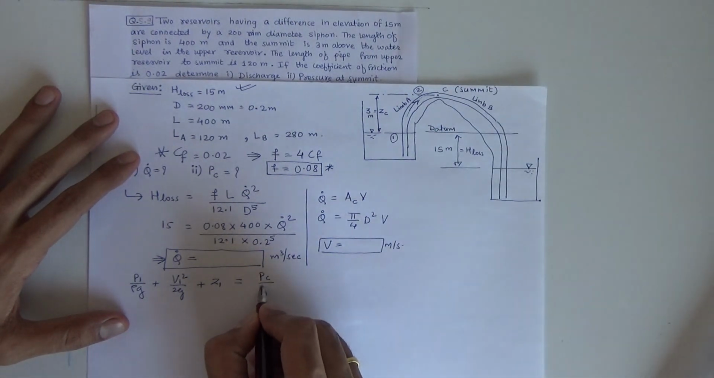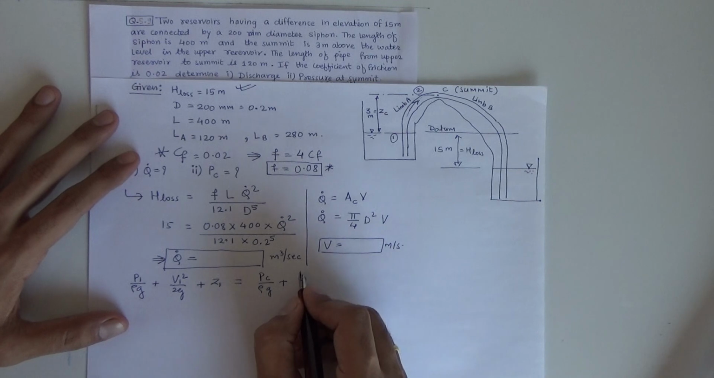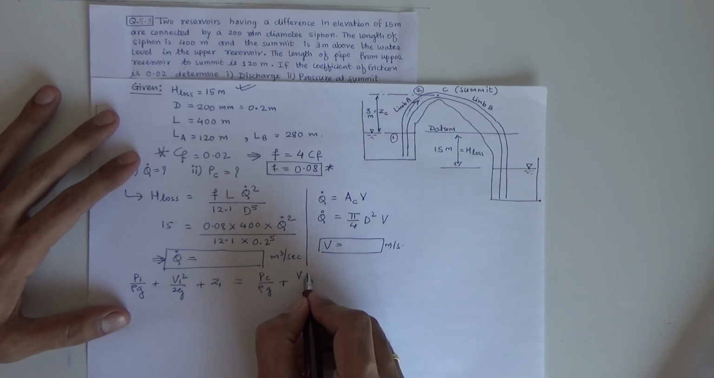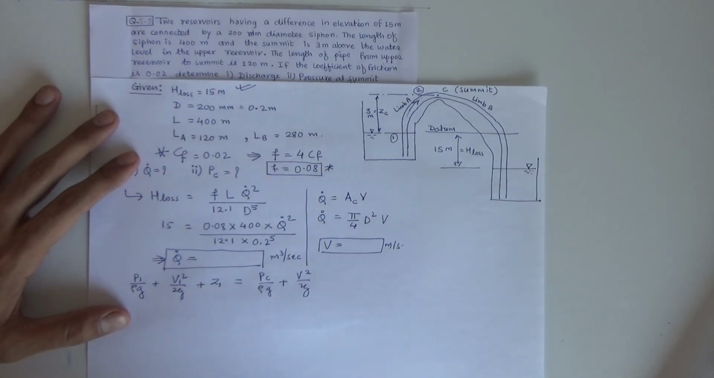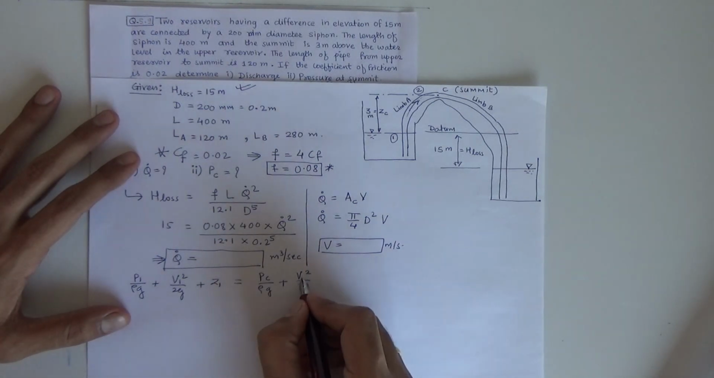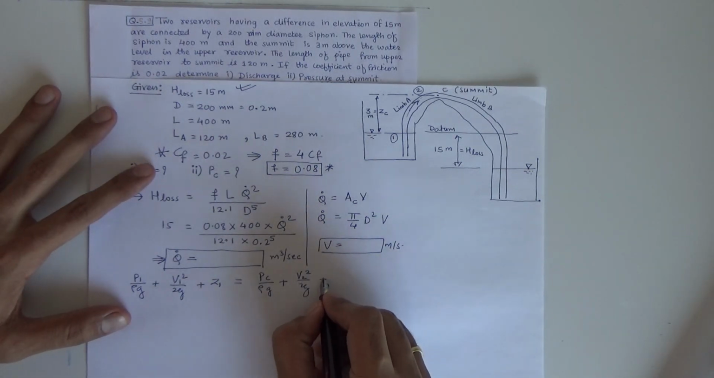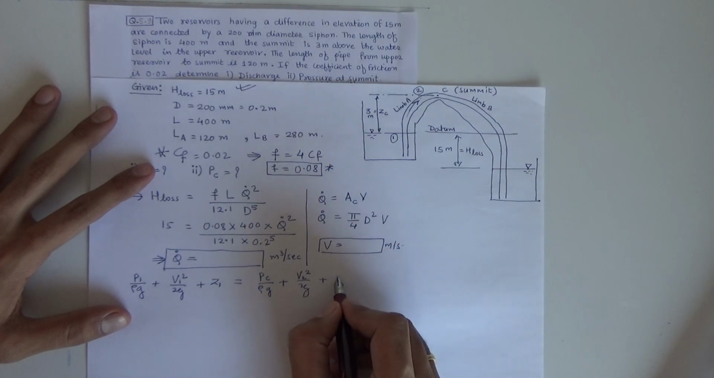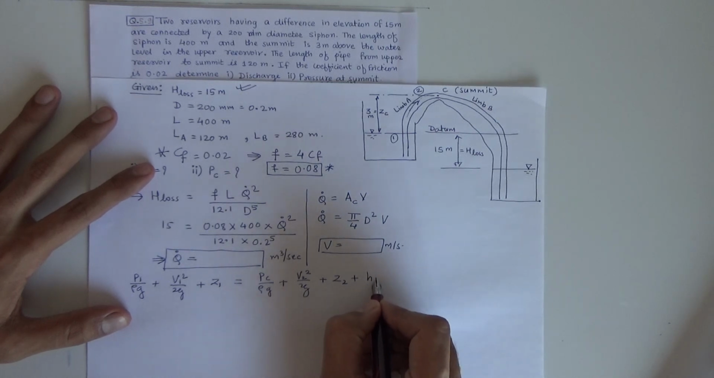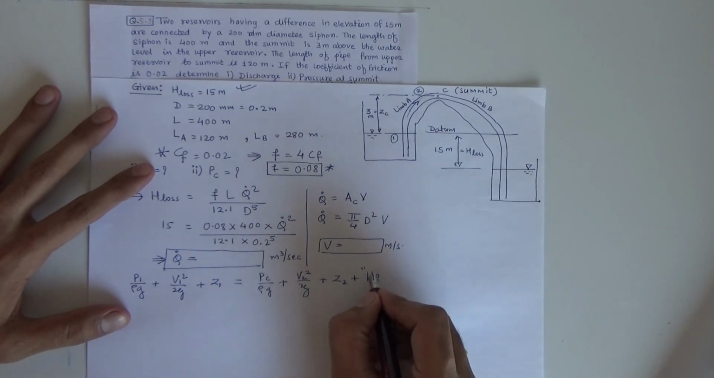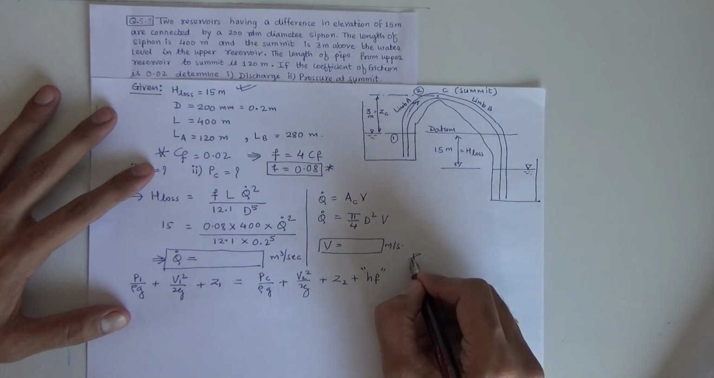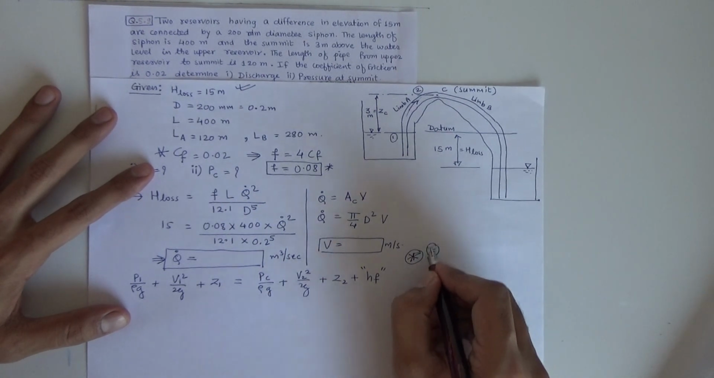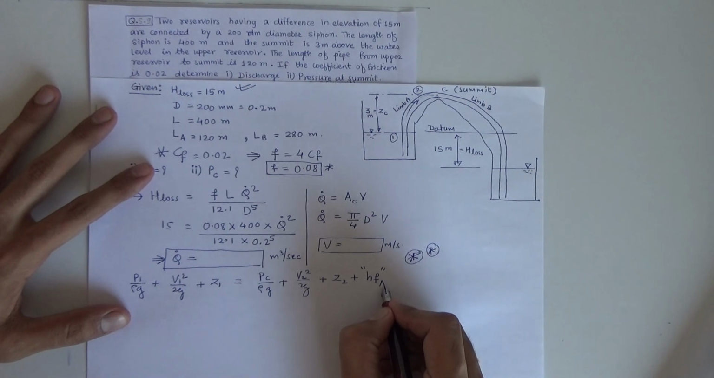At this point, it is Pc upon rho g, the pressure at the summit, plus V square upon 2g, the velocity in the pipe at section 2, plus Z2, and plus HF loss. Very important, please pay attention. Here the HF loss has to be taken in limb A only.